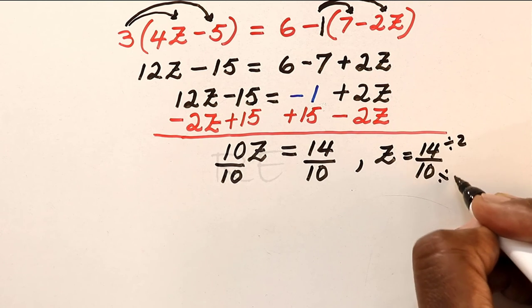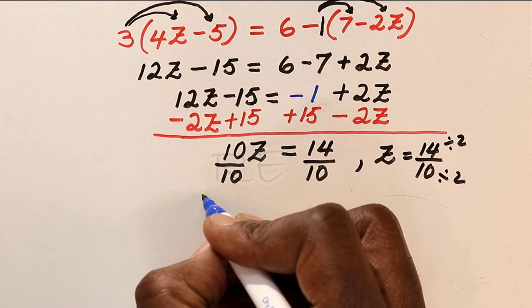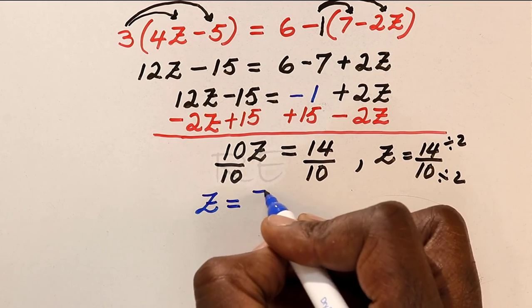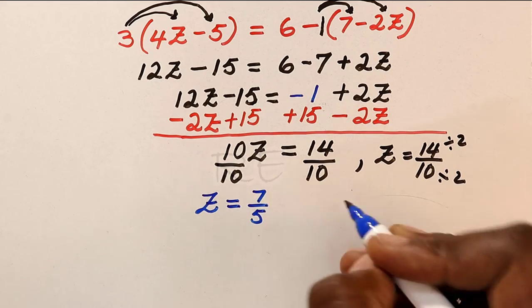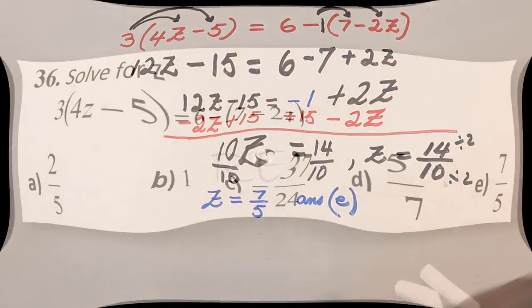Divide 14 by 2, divide 10 by 2. 14 is 2 times 7. 10 is 2 times 5, so the 2 will cancel. Therefore, z is equal to 7 over 5, which is answer E.